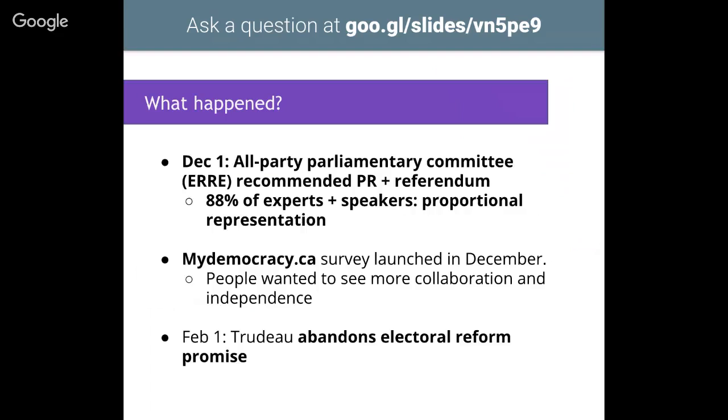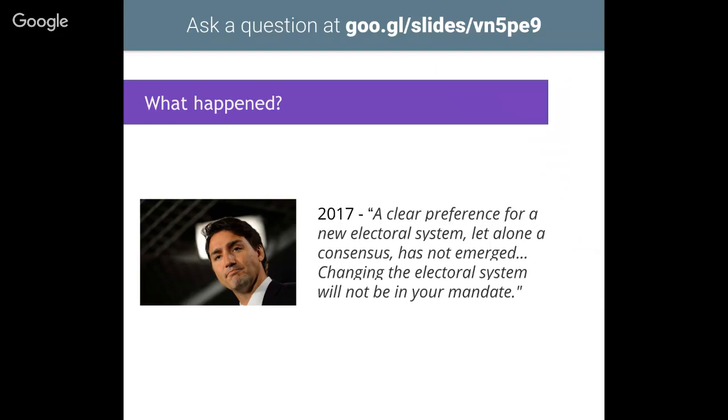So on February 1st, Trudeau and Minister Gould, the Minister of Democratic Institutions, came out and announced they were breaking their promise. They blamed a lack of consensus among Canadians for breaking the promise, which a lot of people called out as not being true because, as we just saw, a lot of people through the consultation process recommended PR.